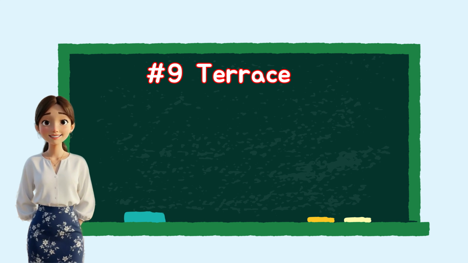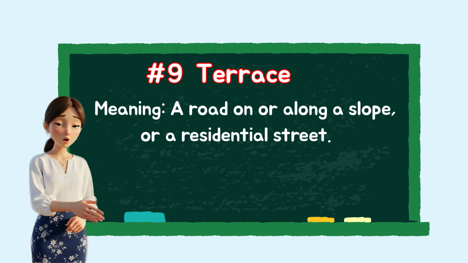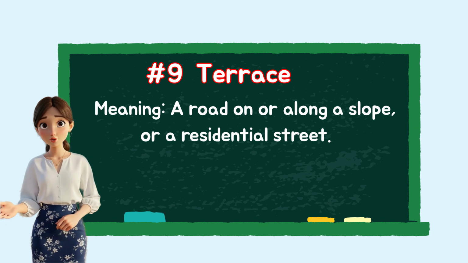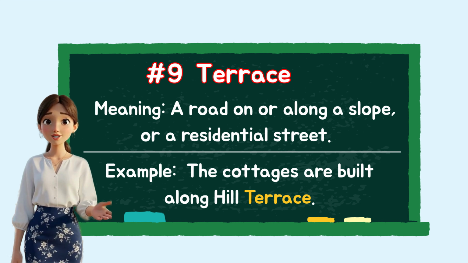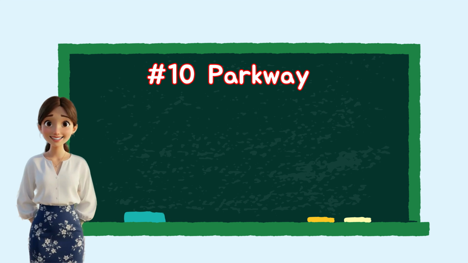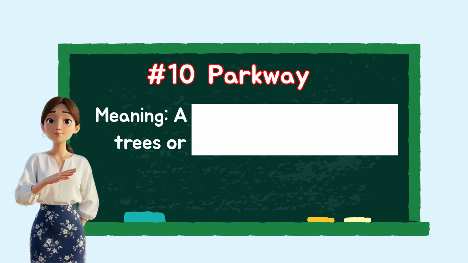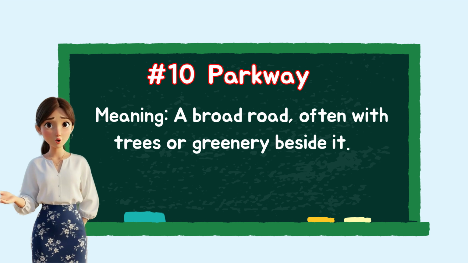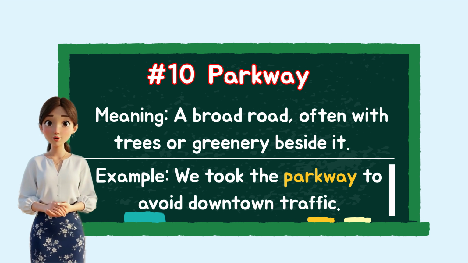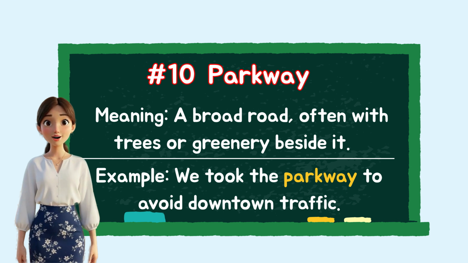Number 9. Terrace. It means a road on or along a slope, or a residential street. Example, the cottages are built along Hill Terrace. Number 10. Parkway. It means a broad road, often with trees or greenery beside it. Example, we took the Parkway to avoid downtown traffic.